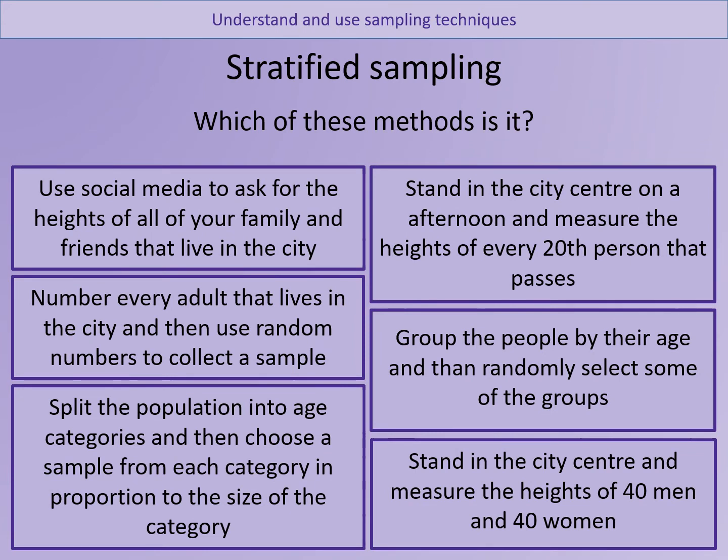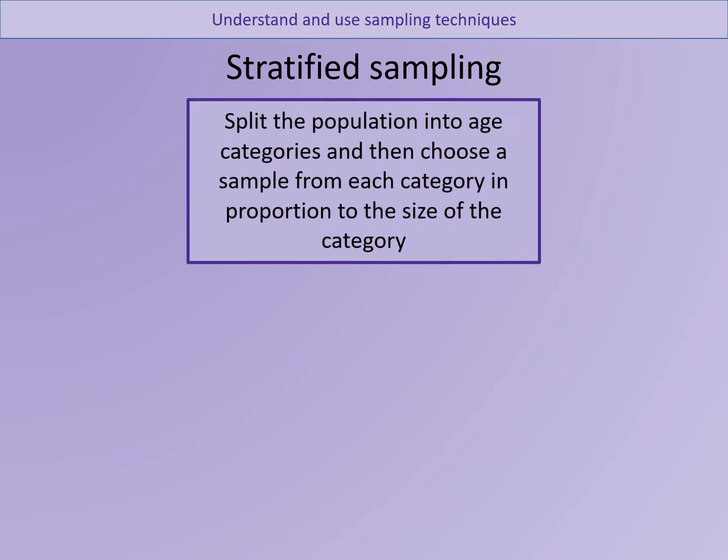So our third method of sampling is stratified sampling. Again, it is a method that we do see at higher level GCSE. Which of these 6 options is our stratified sampling method? It is this one. So we split the population into different age categories and then choose a sample from each category in proportion to the size of the category. In other words, if you had more 30 to 40-year-olds within a population, then you'd make sure that you choose more 30 to 40-year-olds than any other group when you're doing your sample.